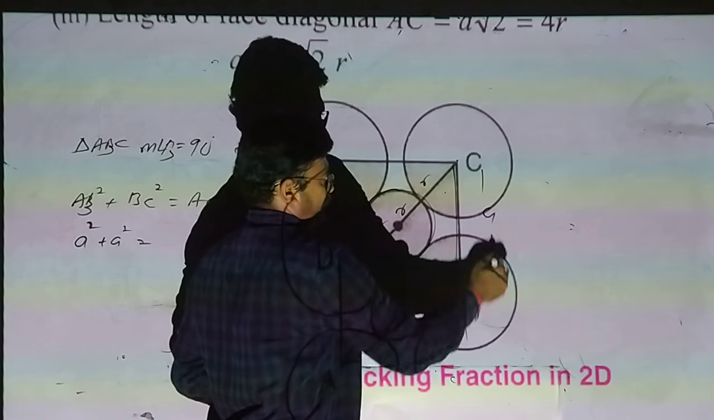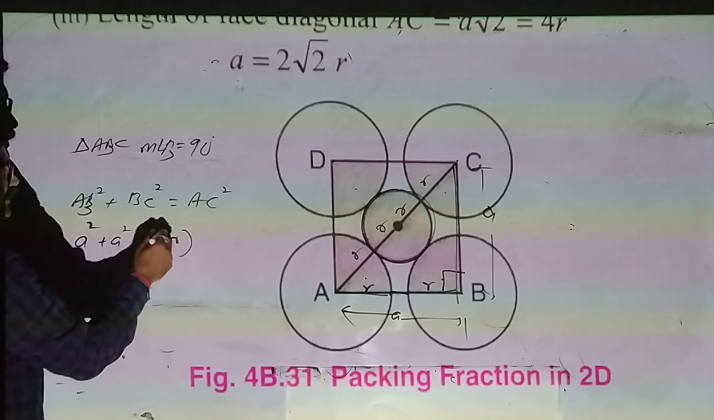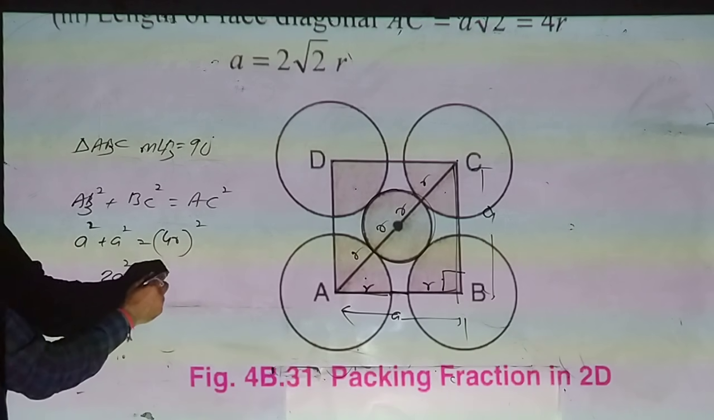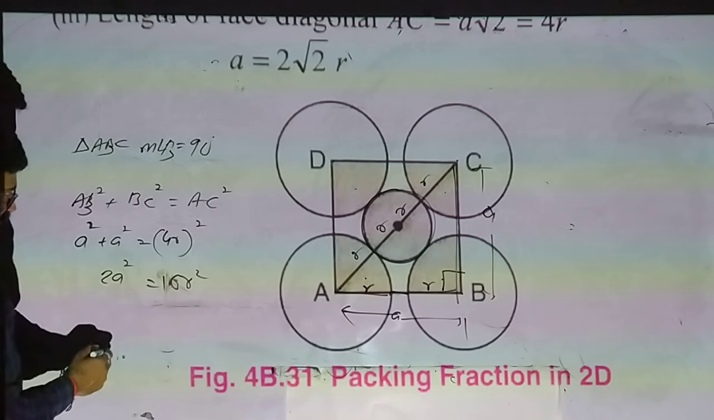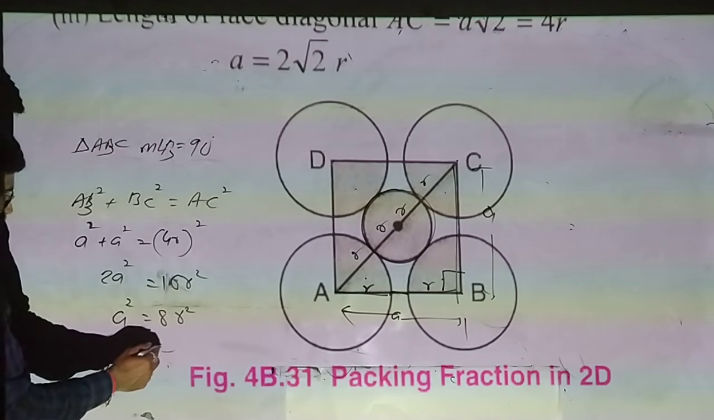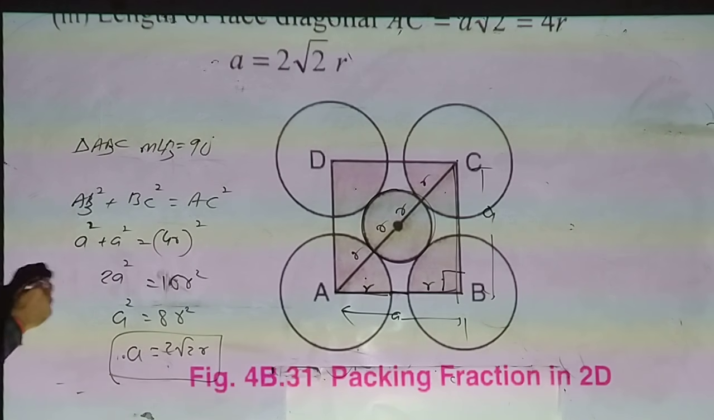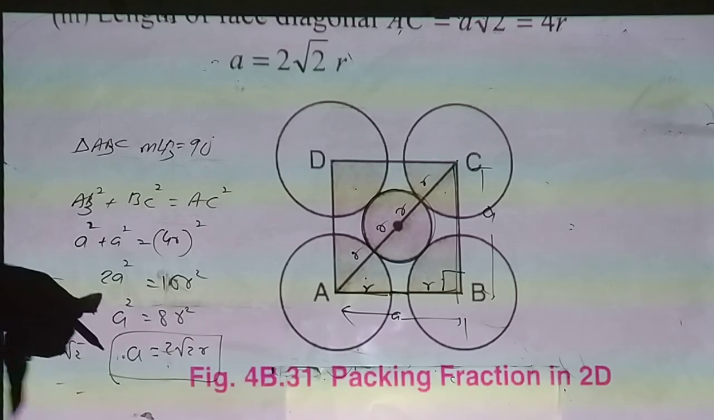Edge length is a, and AC square is 4R square. So 2a square is equal to 16R square. So a square is equal to 8R square. So a is equal to 2 root 2 R, because root of 8 means 2 root 2. So edge length is 2 root 2 R in this case.